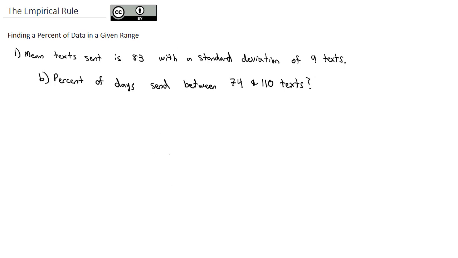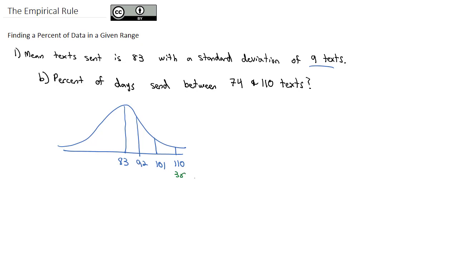So again, we'll draw a picture. 83 is right in the middle. We want to go to the right up to 110, counting in standard deviations. With the standard deviation of 9, we add 9. 1 standard deviation is 92. Adding 9, 2 standard deviations is 101. Adding 9, 3 standard deviations is 110. 110 was 3 standard deviations above the mean.